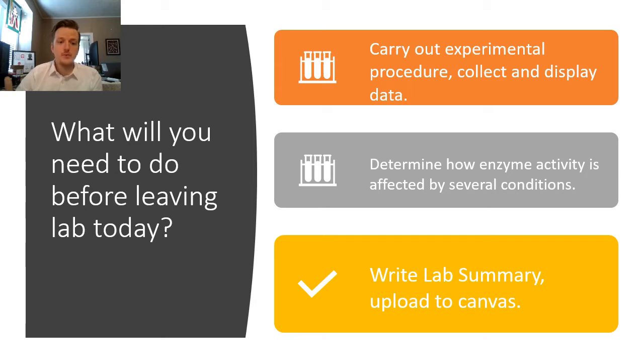So this week, we're going to be going over a colorimetry lab. Virtually, you'll be carrying out an experiment and collecting data. And the point of this lab is to look at enzyme activity and the different conditions under which enzymes are doing their job. Afterwards, you'll be writing your lab summary and uploading it to Canvas, as well as doing the Flipgrid video, which I just went over.